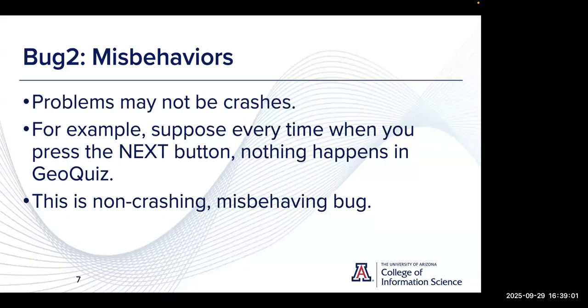And this one are misbehaviors. Problems may not be crashes. So for example, suppose every time you press the next button, nothing happens in the GeoQuiz. This is a non-crashing misbehaving bug. Okay, so unlike the other one where you weren't able to run the app, it was just crashing, this one is mostly maybe there's some logic involved here where you're not enabling the button to do something.